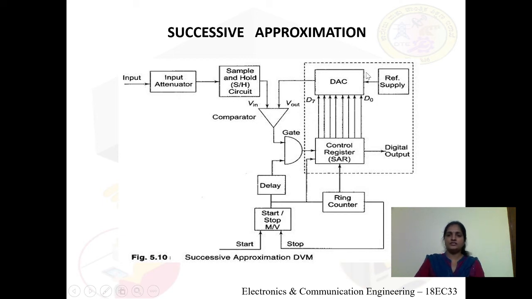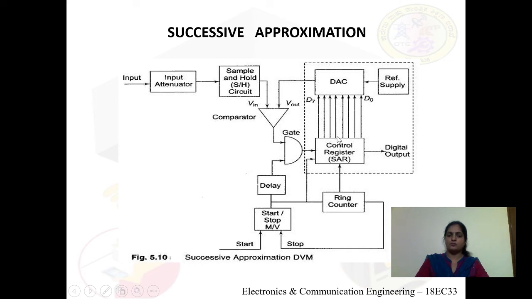For every iteration, this DAC will produce an analog voltage. The same analog voltage will be compared with the input voltage. When we apply the start pulse through this multivibrator, the SAR is cleared, so the output of the SAR will be equal to 0. Now the D7 bit is set to 1 depending upon the condition. If Vout is less than Vin, the comparator output will be positive.